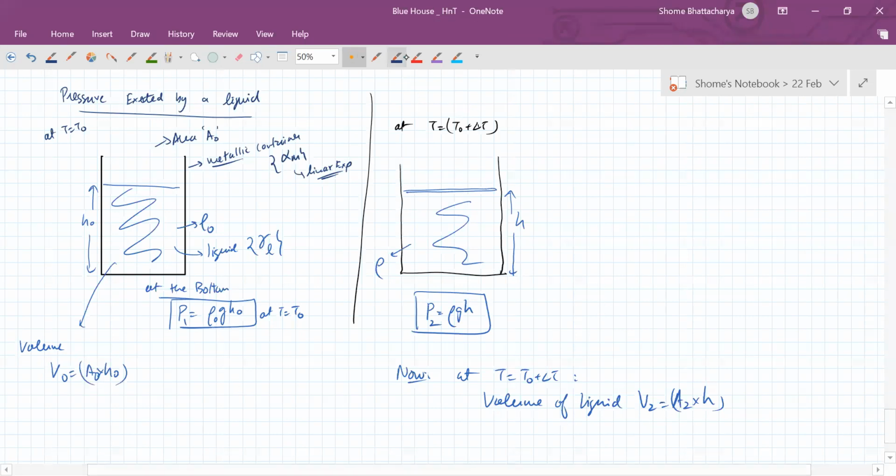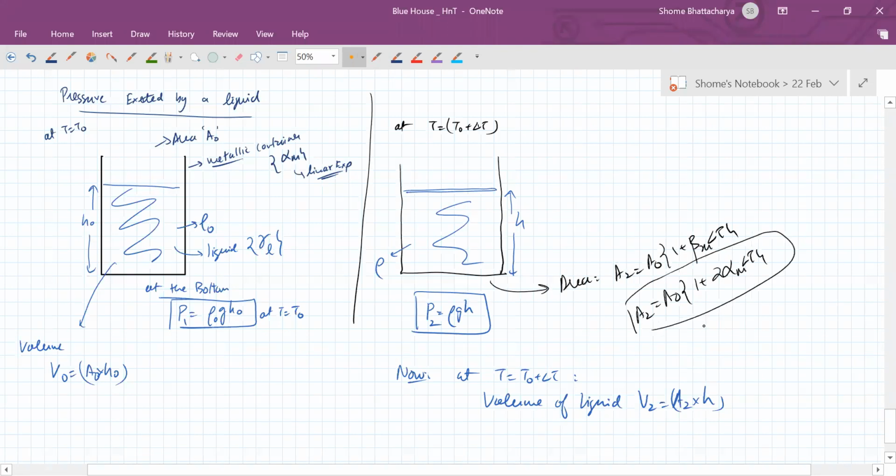Now what has happened to the area? The base area of the container, A2, would have become A naught into 1 plus beta of the metal into delta T. So it has become A naught into 1 plus 2 times alpha of the metal into delta T. This has become the new area. Whereas the volume of the liquid is equal to the original volume into 1 plus gamma of the liquid into delta T. So substitute this on this side.